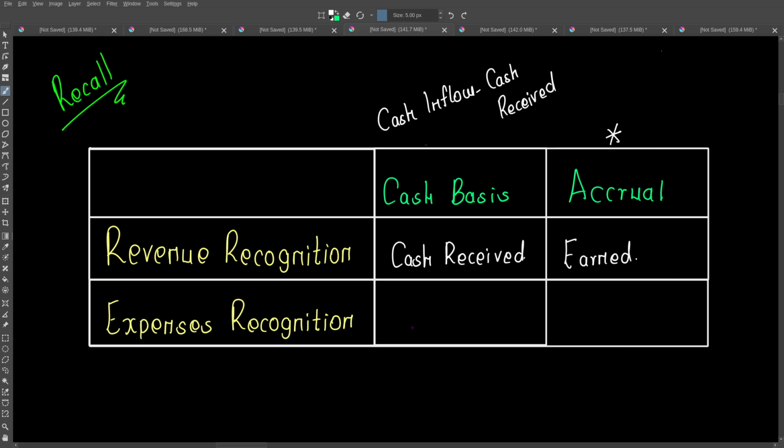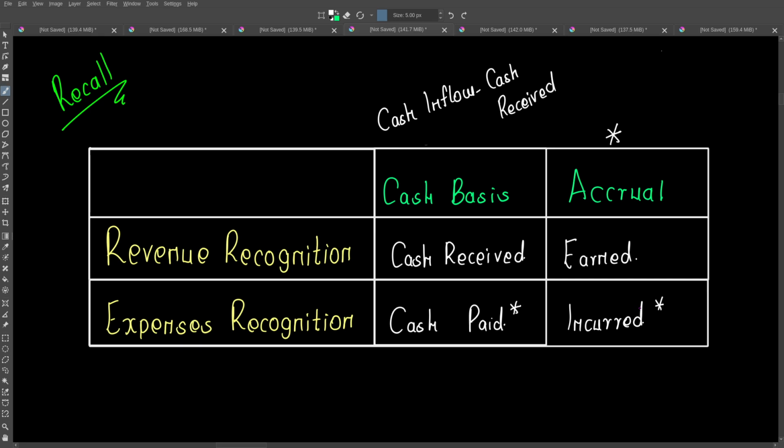Okay, for expense recognition, when you're doing cash basis, we recognize it when we have paid the supplier. Okay, when this business pays the supplier is when we recognize that expense. For accrual, we recognize the expense when it has been incurred. For instance, if you are paying your employees, for cash basis, till you pay them, you will not have recognized that expense. But for accrual, we record that as a liability in our salaries payable, and we recognize the salaries expense.